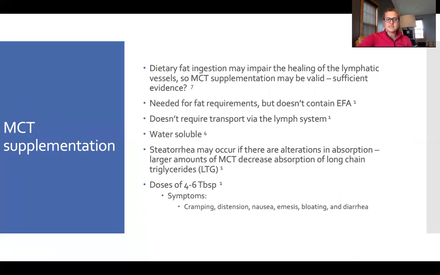I've also heard that MCT oil does not taste very good, so if you're able to mix it in with different kinds of foods or beverages, it may help it go down easier. If you were to have a higher dosage of MCT oil, some symptoms may include cramping, distension of the stomach, nausea, emesis, bloating, diarrhea, etc.